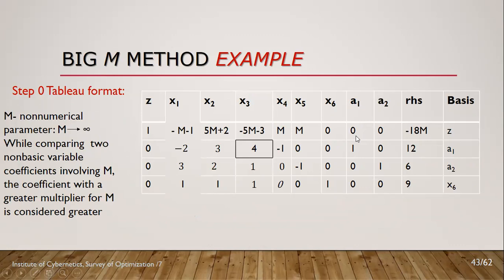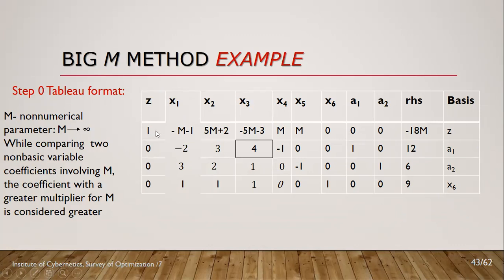How do we do it? We multiply row 1 and row 2 by negative M, and then add both results to row 0, the objective function. After doing this, we obtain the step 0 tableau. And what we have here, this one and this one are zeros, that is good.